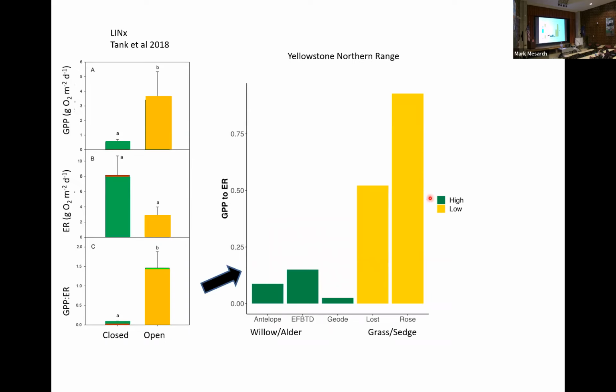In spite of the fact that ecosystem respiration in the Yellowstone streams did not follow the same pattern as the LINKS data, the ratio of GPP to ER did. However, the summary of the data overlooks seasonal dynamics and also canopy cover is not all the same. So I think that in the case of the LINKS data, all of the closed canopy sites were forested streams and ours were not.